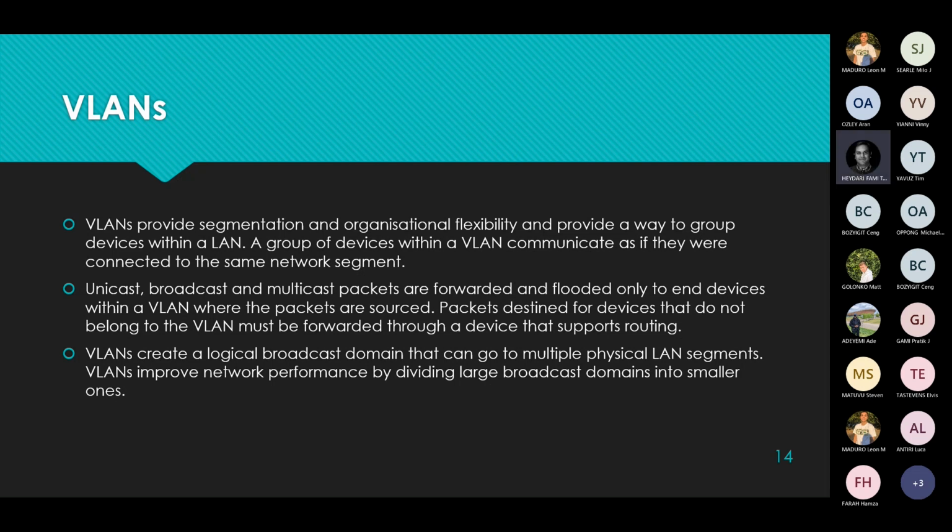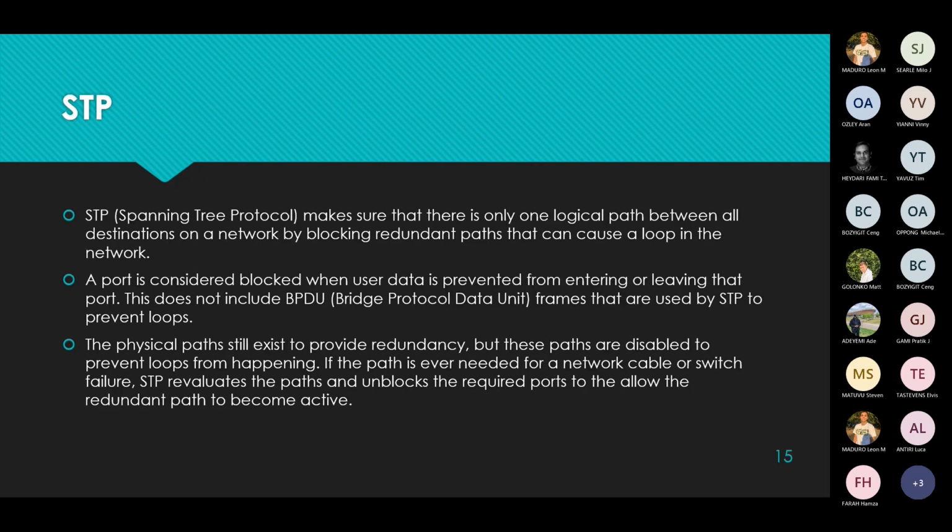So security reasons, functionality reasons, application reasons, all of these give way to the usage of VLANs within our networks. Move on, Mino. STP. So STP, or Spanning Tree Protocol, makes sure that there is only one logical path between all destinations on a network by blocking redundant paths that can cause a loop in the network.